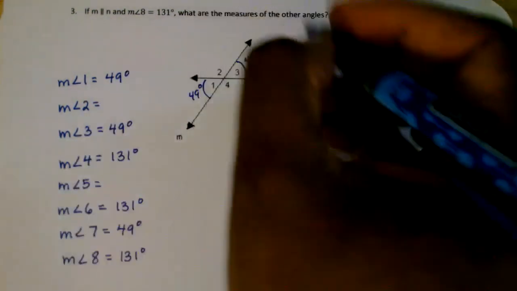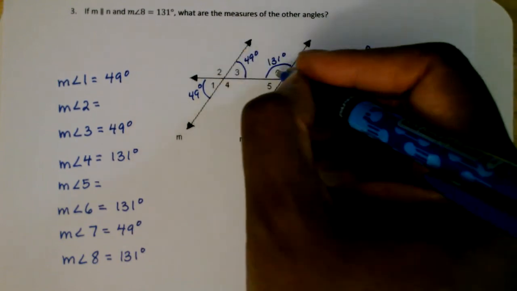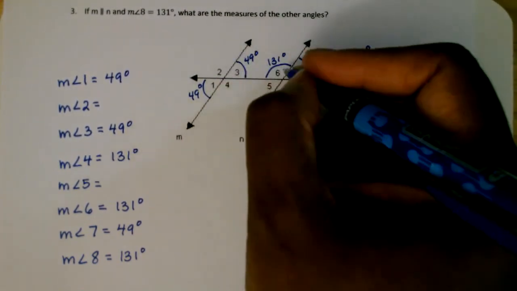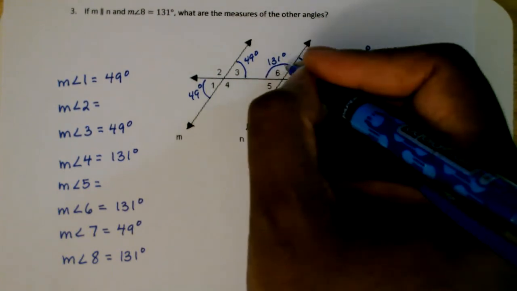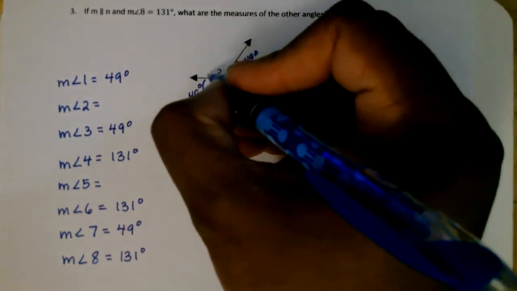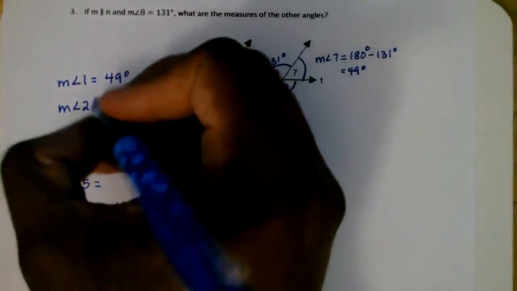Also, angle 6, if I compare that to angle 2, that's another pair of corresponding angles. They're congruent in measure, so if the measure of angle 6 is 131 degrees, the measure of angle 2 must also be 131 degrees.